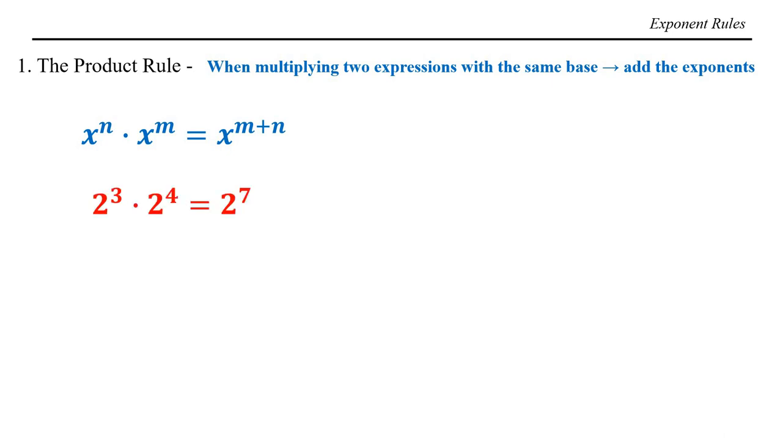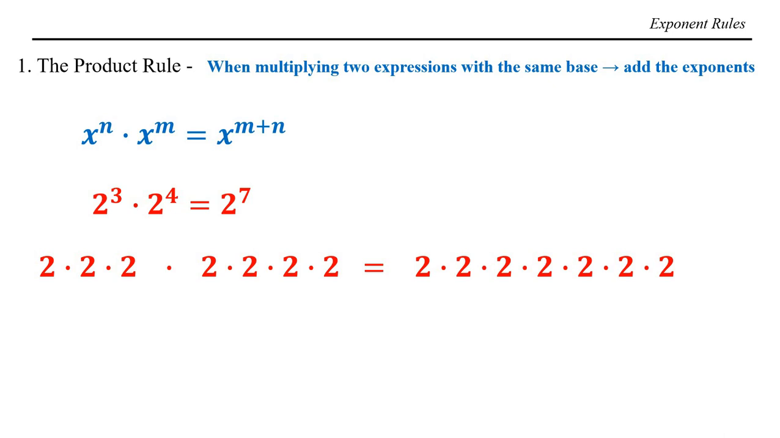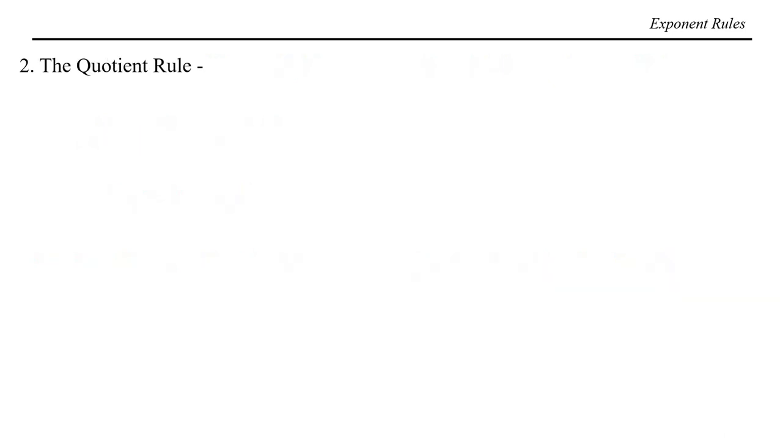So if we had 2 to the power of 3 times 2 to the power of 4, 3 plus 4 would be 7, so we have 2 to the power of 7. Now that is true because if we wrote this out, we would have 2 times 2 times 2, and then times 2 times 2 times 2 times 2, which would be 7 2s, hence 2 to the power of 7. So let's move on to our next rule.